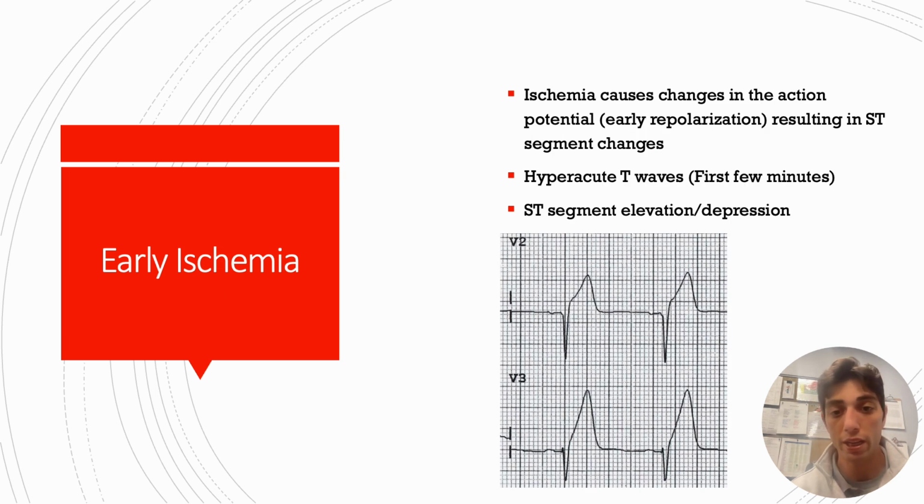So again, early ischemia, what that's going to look like: hyperacute T waves at the first minute. You may see some reciprocal changes in corresponding leads. The ischemia that you're seeing here, that hyperacute T wave, is early repolarization resulting in ST segment changes. You may have elevation, and you may also have depression too. Most protocols are going to allow for ST elevation for calling cath labs, and they may not call for depressions.